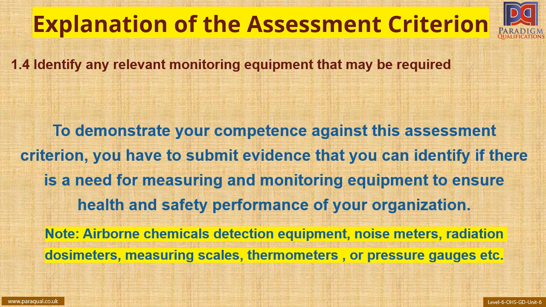The assessment criterion 1.4 of Unit 6 is identify any relevant monitoring equipment that may be required. To demonstrate your competence against this assessment criterion, you have to submit evidence that you can identify if there is a need for measuring and monitoring equipment to ensure health and safety performance of your organization. Note, monitoring equipment could be airborne chemical detection equipment, noise meters, radiation dosimeters, measuring scales, thermometers or pressure gauges, etc. Let's discuss what can be the suitable evidence.